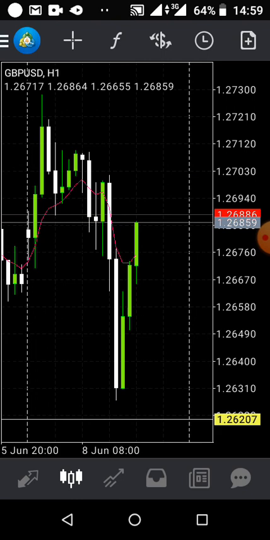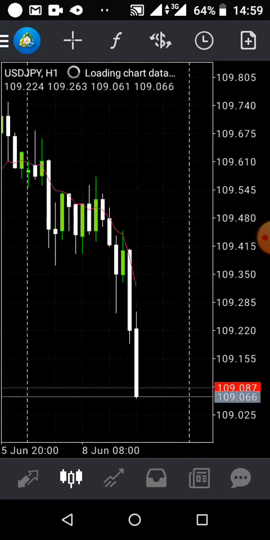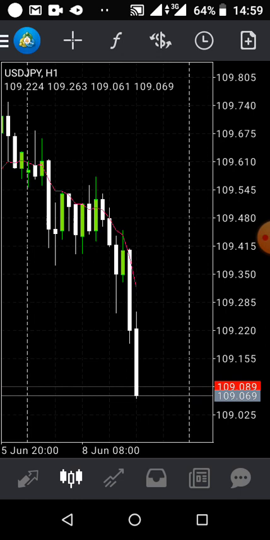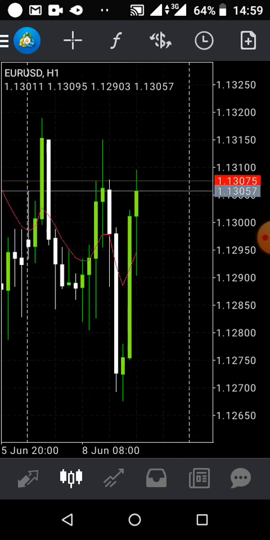Okay, so this is it. You can also move to possibly USD/JPY. Of course, this is what is happening in USD/JPY right now. This is the USD/JPY chart. Okay, so let's go back to EUR/USD. You can see how we can navigate from one currency pair, or from one market, to another.